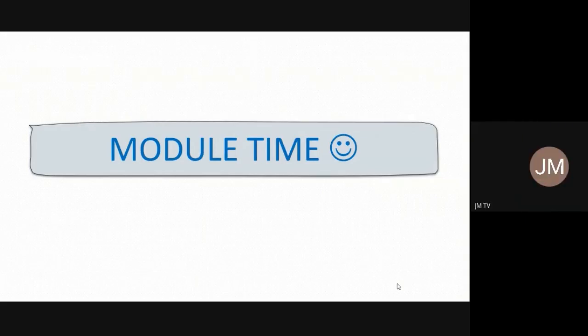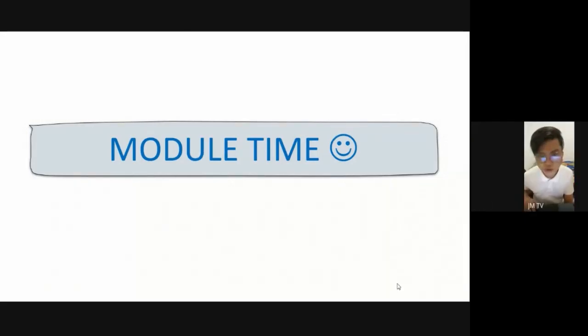Sagutan niyo na yung module niyo. Yun na lang kung may gusto kayong balikan. Kung meron kayong hindi naiintindihan, panoorin niyo na lang yung video.